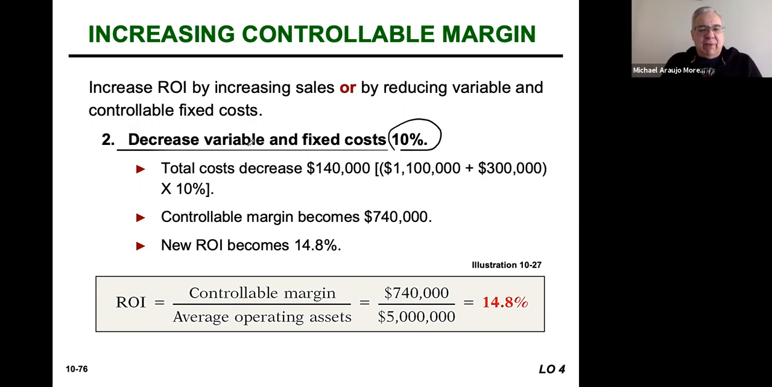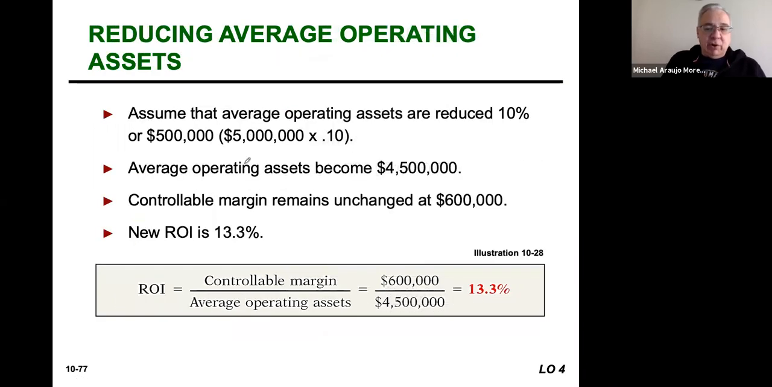So here we have, if you decrease costs by 10%, they would go down by 140,000. That would create a controllable margin of 740,000, which would be substantially higher. So now your ROI would increase to 14.8%. That's significantly higher. So again, one way is to increase sales, another way is to decrease your costs. Both would lead to higher return on investment.